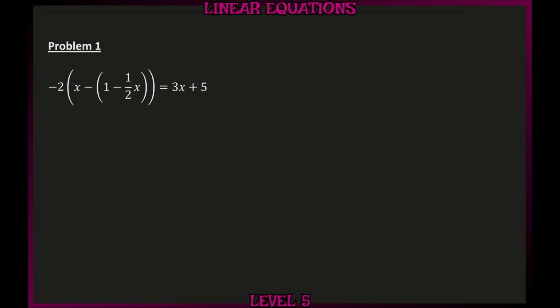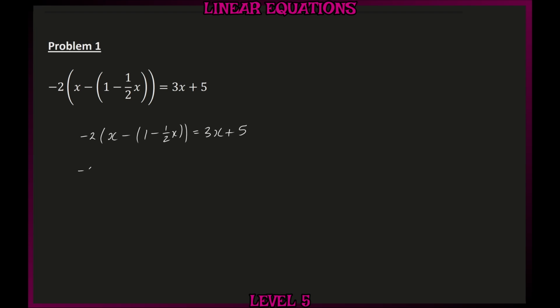In problem 1, we're solving the equation minus 2 multiplied by x minus 1 minus a half x is equal to 3x plus 5. Now on the left hand side of the equation we've got brackets within brackets, so we're going to start from the inside and work our way out.